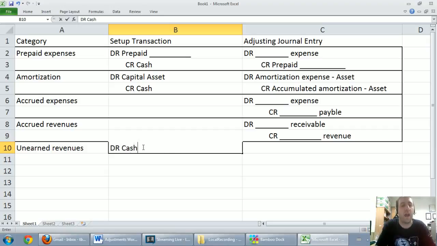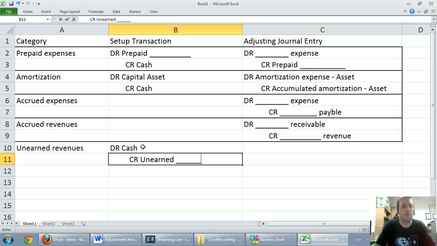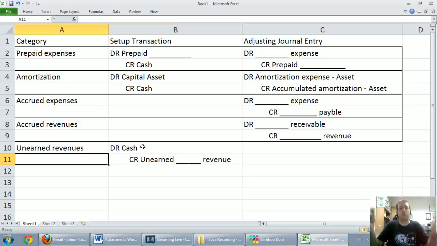We're going to debit cash to say somebody paid us. We're going to credit unearned, some type of revenue, maybe consulting revenue, whatever type of revenue our company earns. So whatever we got paid in advance for, that we're going to eventually do, we credit that as unearned revenue. Remember, even though it has the word revenue in it, it ain't a revenue. It's a liability. We're saying we owe you some sort of product or service.